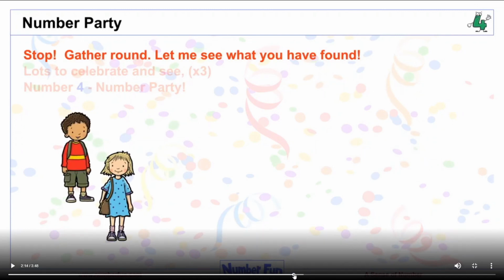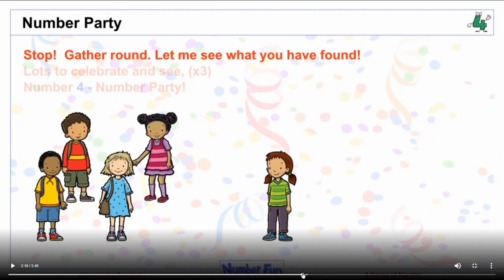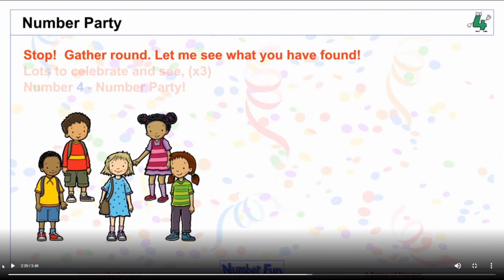At the end of the activity, then you gather around and let's see what people have found.